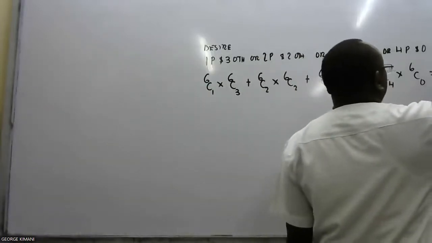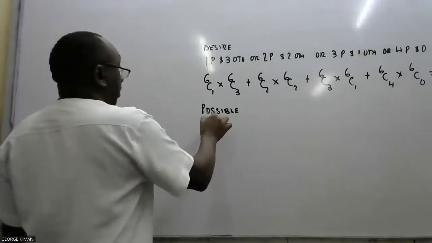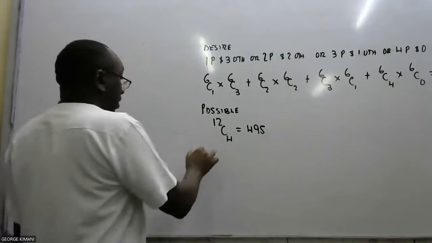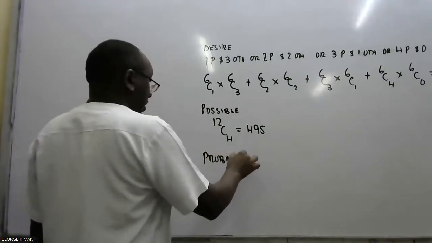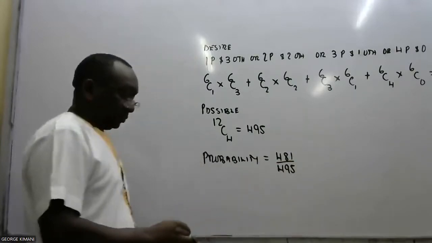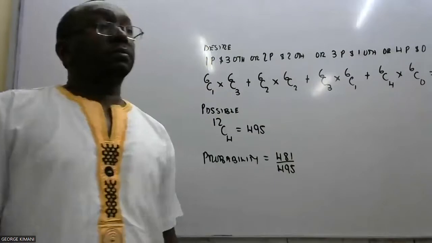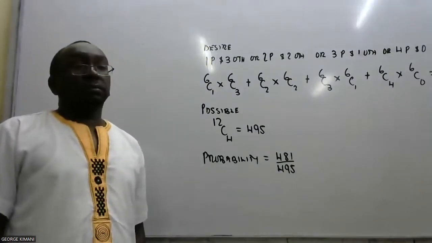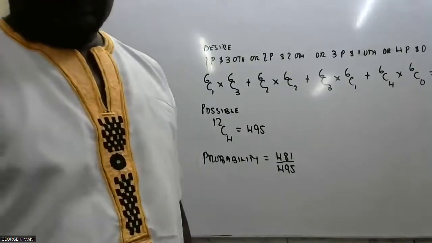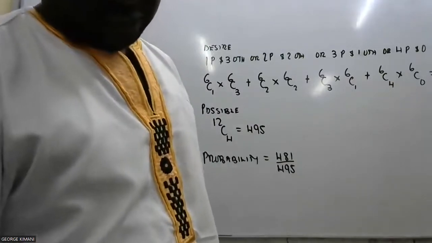Four, 8, 1. Then our possible outcomes are from the 12, you choose 4. And this is what we had earlier on, gotten as 495. Therefore, it follows that our probability should be 4 into 1, divided by 495.